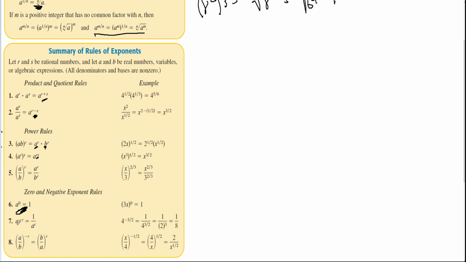If I have some number raised to a negative power, I just take the inverse of that, which would be 1 divided by a raised to the positive r, okay? And finally, the last rule is if I have two numbers being divided that are raised to some negative power, it's equal to the inverse of that fraction, okay?